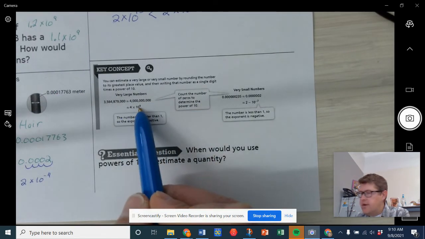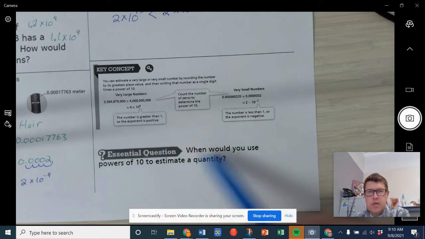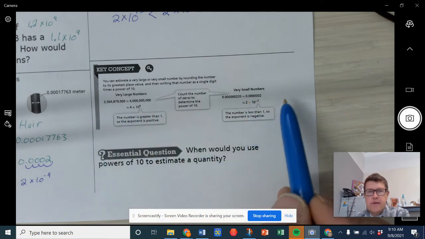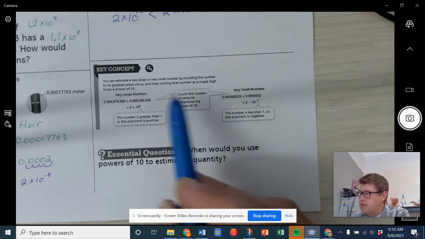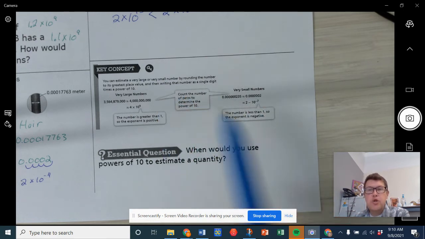So yeah, this is it right here. When you move to the left, you have a positive exponent. You just kind of count the zeros. And when you move to the right, you have a negative exponent. Just count the number of zeros to determine the exponent you put on the 10.